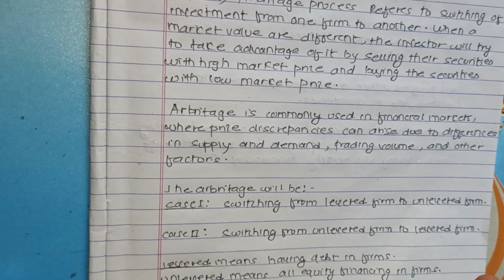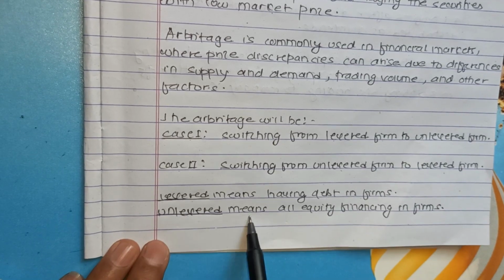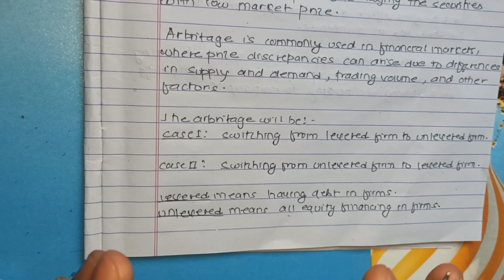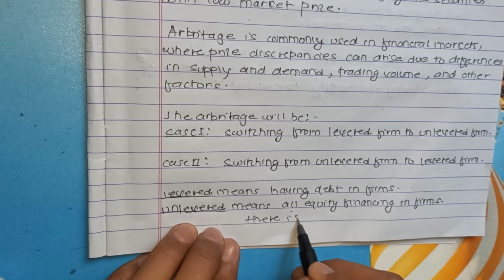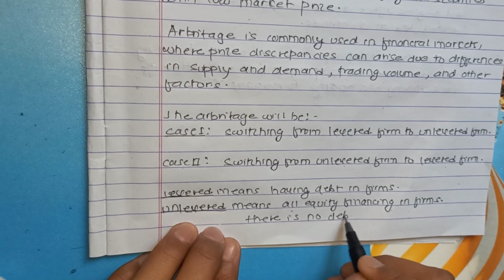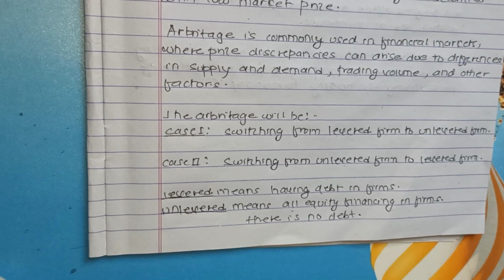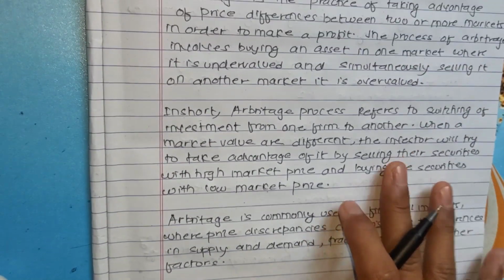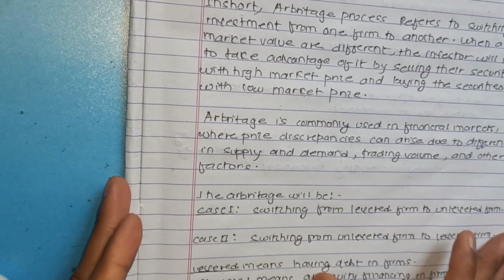What do levered and unlevered mean? Levered means the company or firm has debt. Levered form means having debt in the firm. Unlevered form means all equity financing in the firm, there is no debt. Now I think you have understood the process and definitions. Now we are directly going to solve one of two important questions.